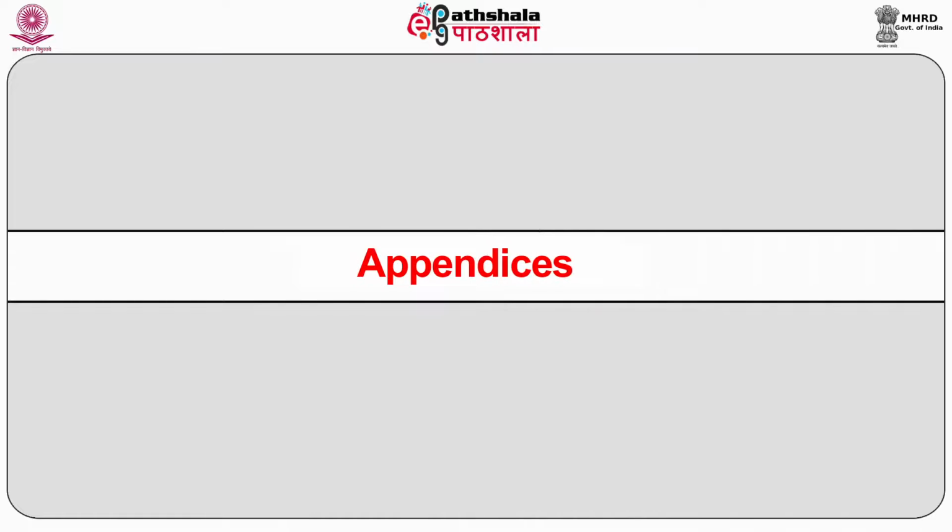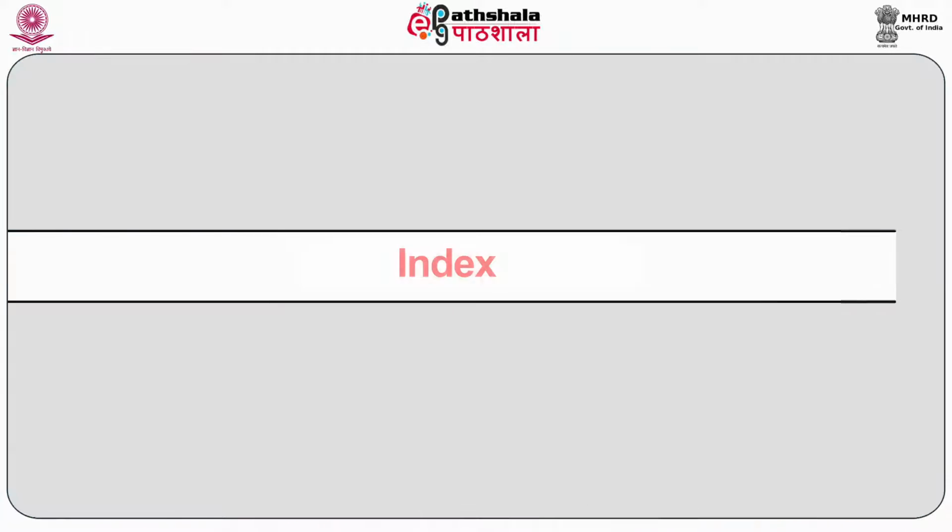Then comes the appendices. This part presents all the supplementary technical data pertaining to any questionnaire used, any mathematical derivations, explanation of any specific technique of analysis, and similar things. Next comes the index. Index is an alphabetical list of various concepts, names, etc. used in the report along with corresponding page numbers.